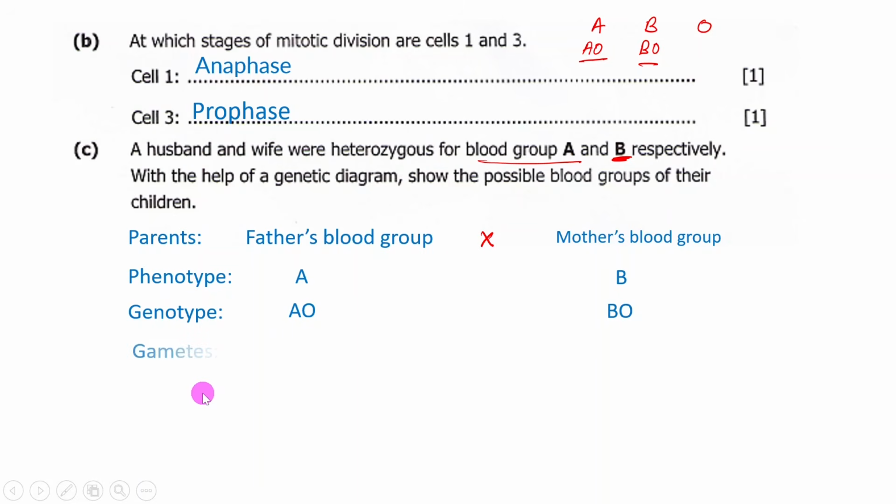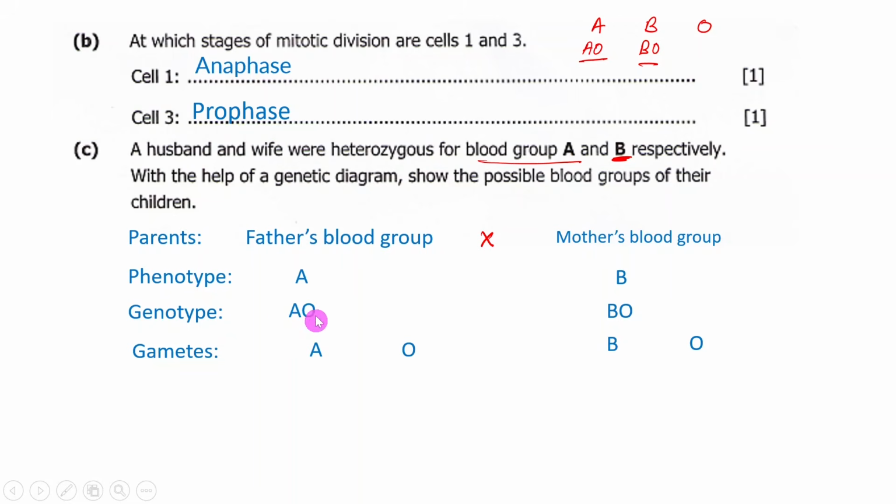Then now we go to gametes. During sexual intercourse and fertilization, these alleles split. So allele A and allele O will split, and then allele B and allele O split.